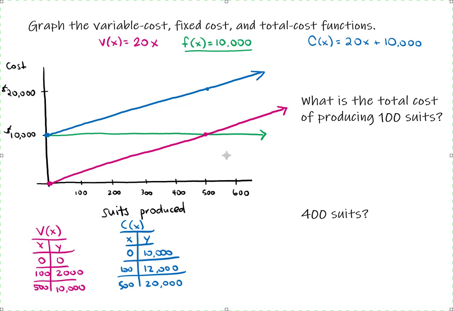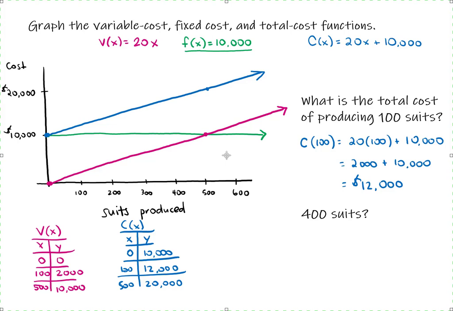For part B of this question, we're asked what is the total cost of producing 100 suits. That's asking us what is c of 100. And that would be 20 times 100 plus 10,000. So 2,000 plus 10,000. The total cost would be $12,000. And make sure you put your units on that.